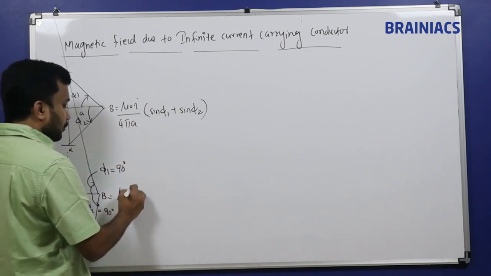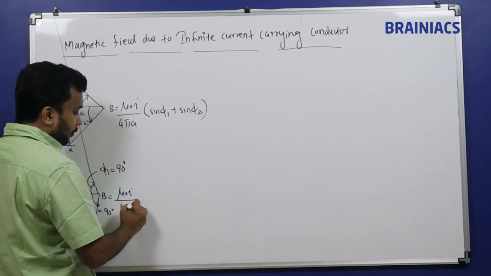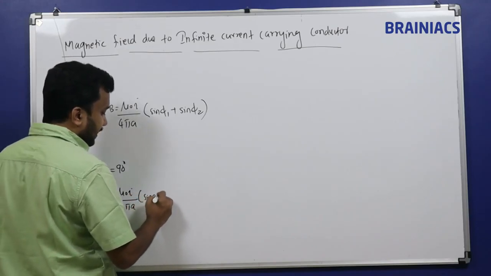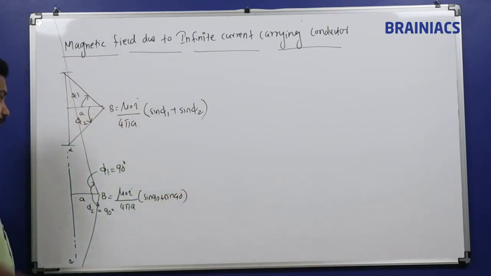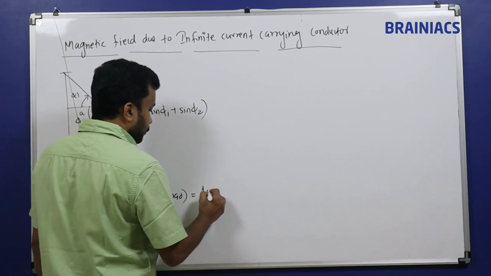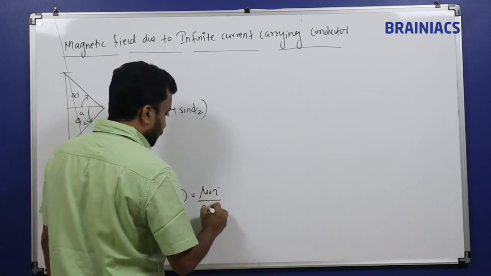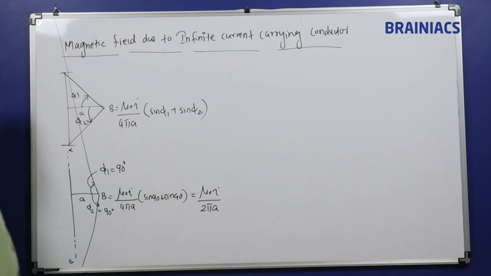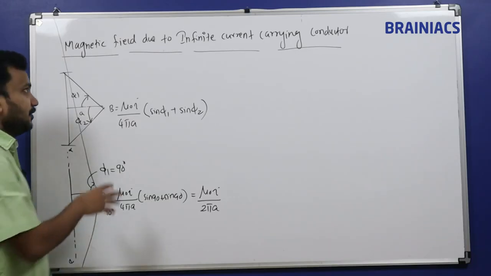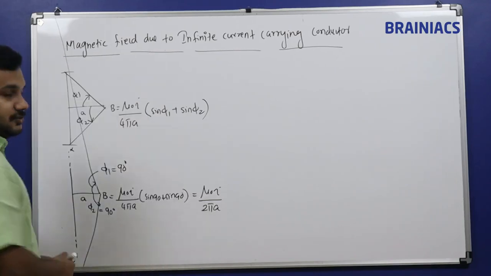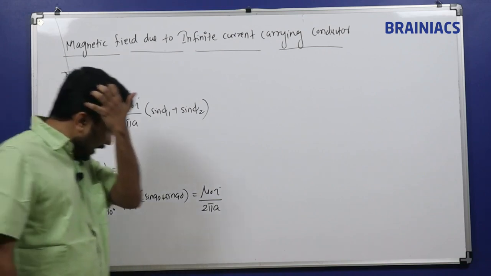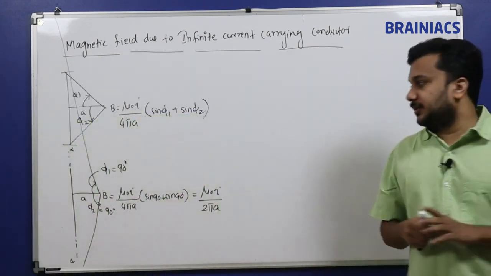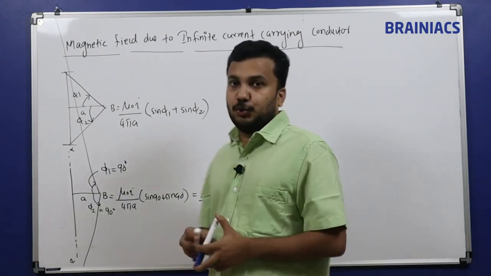Then we will see mu 0 I divided by 4 pi A into sine 90 plus sine 90. 1 plus 1, 2. 2 and 4 will get cancelled, so mu 0 I divided by 2 pi A is the answer for the infinite conductor. So for an infinite conductor, phi 1 is equal to 90 degrees, phi 2 is equal to 90 degrees, and we have substituted the values and we got mu 0 I by 2 pi A.